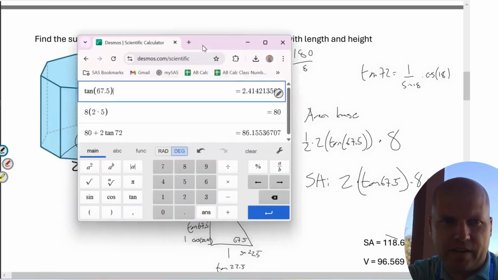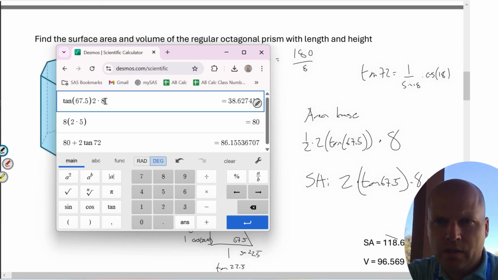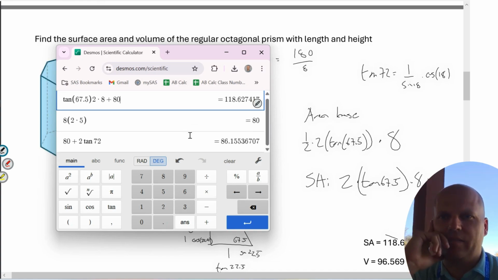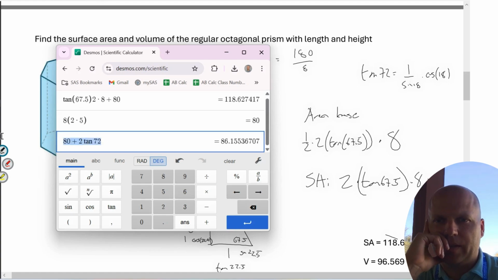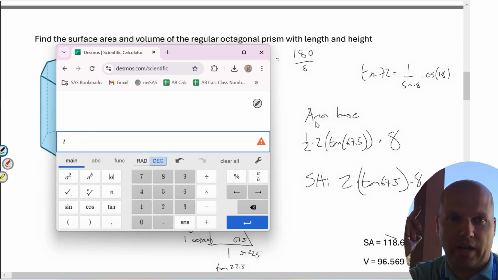All right, let's see if I get the right answer. Two of these 67.25s times 8 is two of the bases, and then plus 80. 118.627. There you go. Sorry, I forgot. Make sure you do the calculations. All right, let's do the next one correctly.